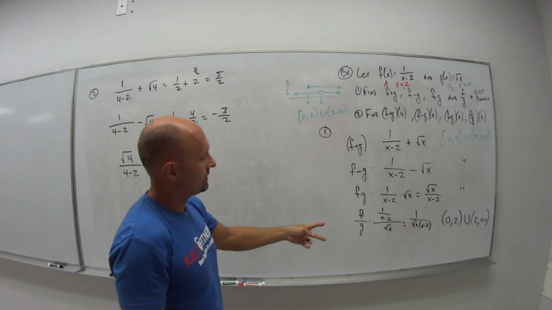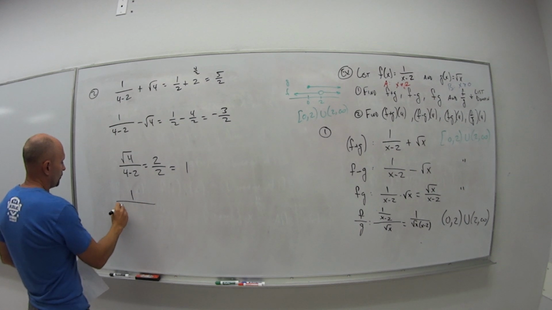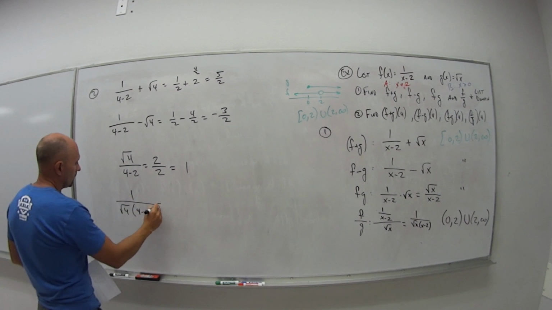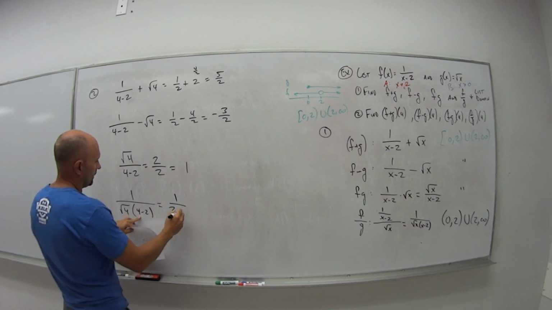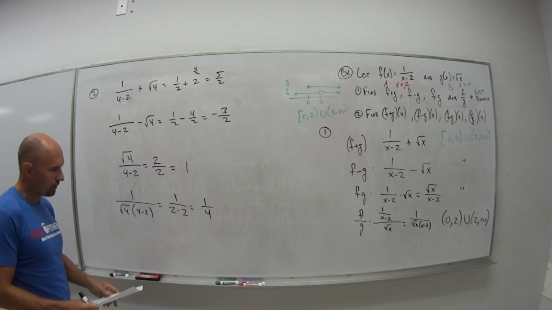And then the quotient, if I'm dividing it, it's 1 over square root of 4 times 4 minus 2. So it's 1 over square root of 4 is 2 times 4 minus 2 is 2. 2 times 2 is 4. So it's 1/4.